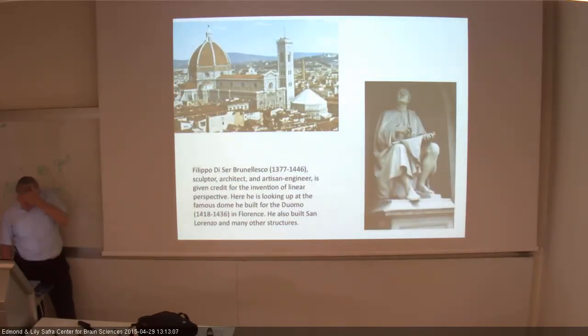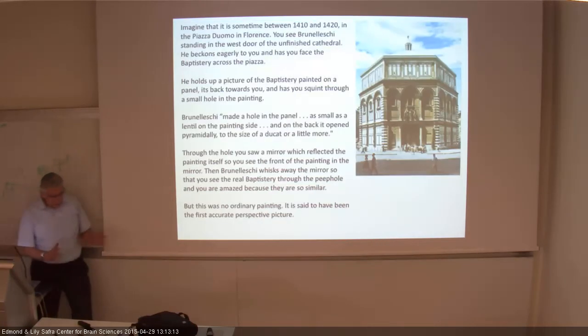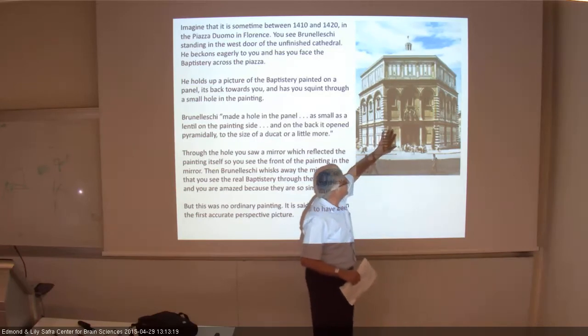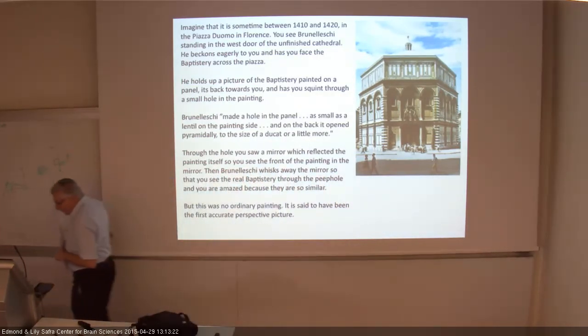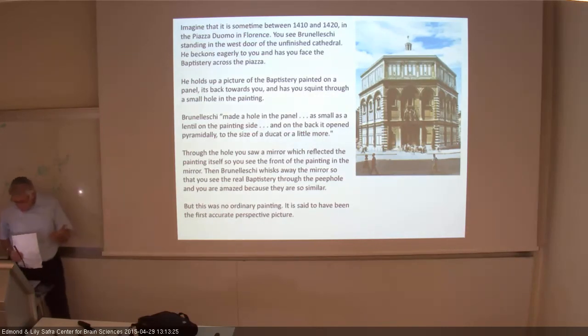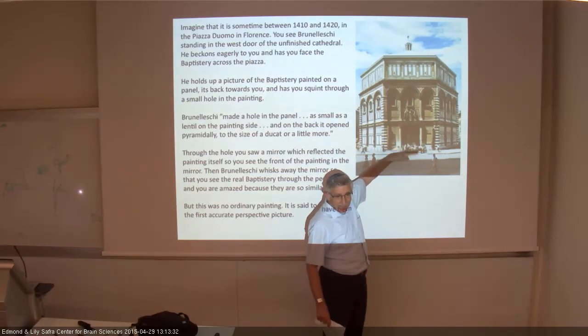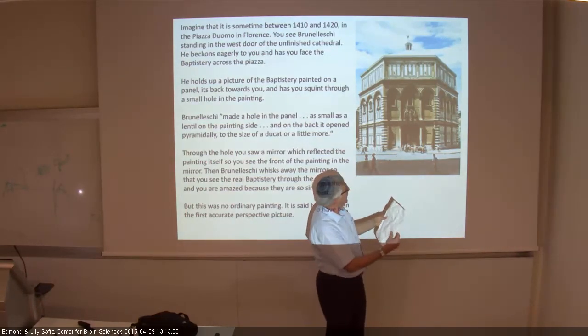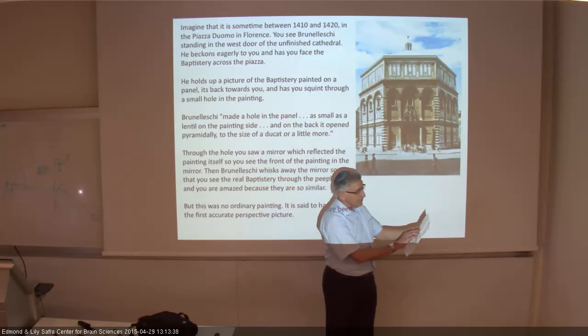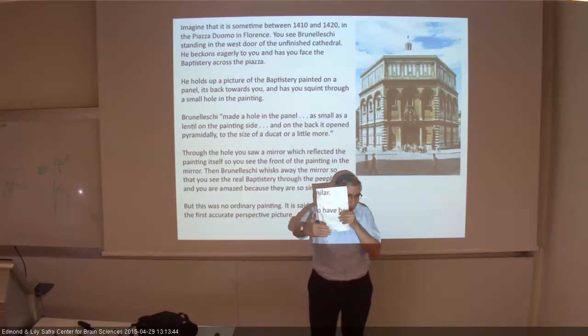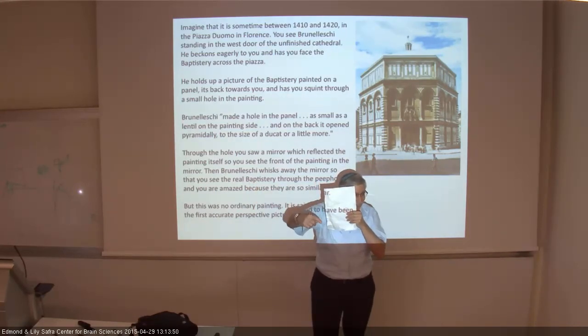Brunelleschi did the following trick. He really is the first one who understood linear perspective. He took a piece of cardboard and made a hole in it, and he had people look at this beautiful building, the baptistry, which has an octagonal shape, so it's complicated. But he knew how to draw it, so he drew a picture of it and put the picture that way, with a hole. He had people look through the hole at a mirror, and they could see the picture of the building. Then he took away the mirror, and they could see the actual building. And they said, "Wow."